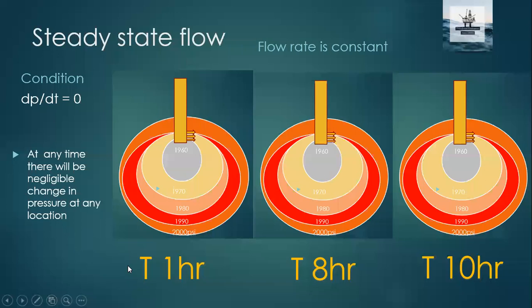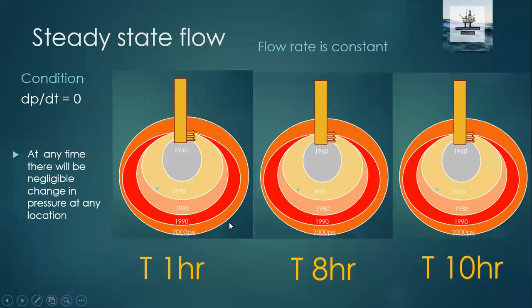Next comes steady state flow. After unsteady state flow, if you move 1 hour forward, you can observe these pressures: 1960, 1970, 1980, 1990, 2000. Even after 8 hours, there won't be any change in these pressures. In that location it is 1960, in the same location it is 1970, 1980 in that location. Like that it will continue. When you go to the 10th hour also, you are observing the same pressures.